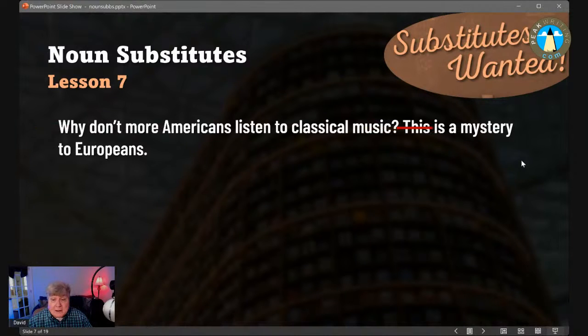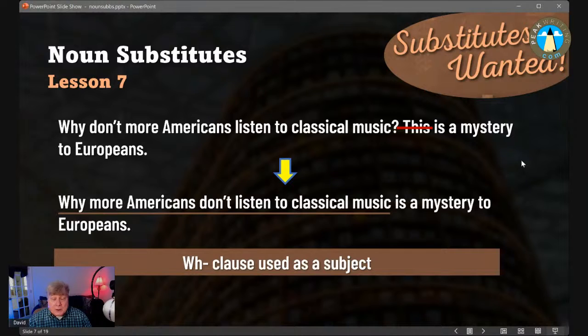Okay, let's talk about how to correct this sentence, or to change the sentence, or to improve the sentence with a that or a WH clause. Let's read the original first. Why don't more Americans listen to classical music? This is a mystery to Europeans. I guess that could be okay if you really want to put the emphasis on the question. But if you're looking to propose an idea in a single sentence, you would want to shift to the use of a WH clause. And that's what we have done here. Why more Americans don't listen to classical music is a mystery to Europeans.